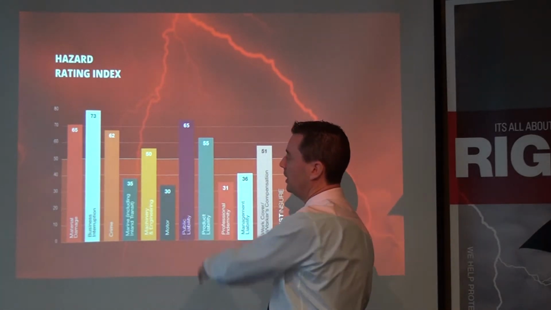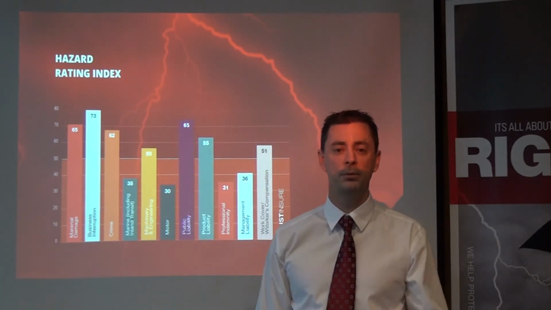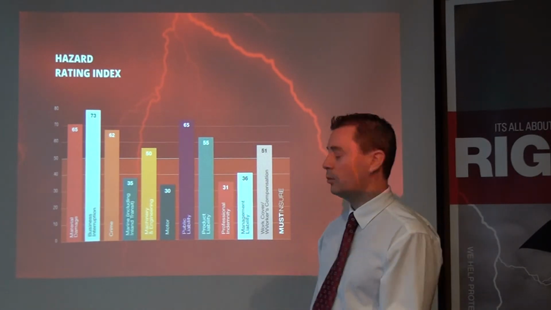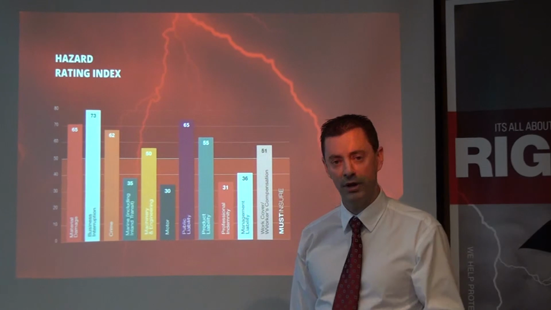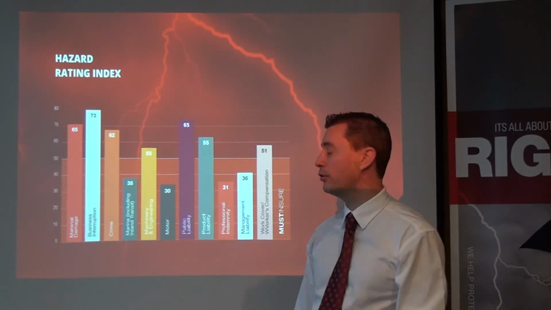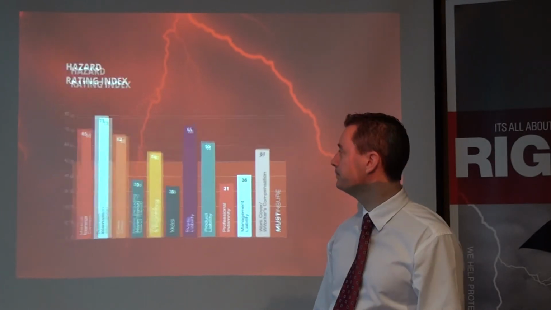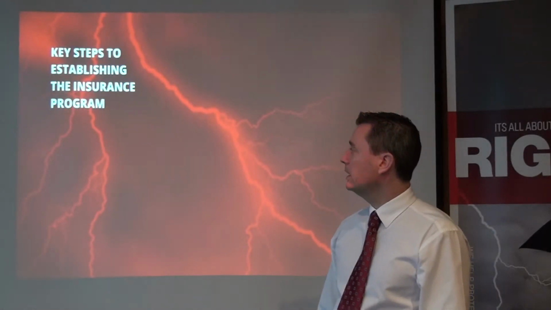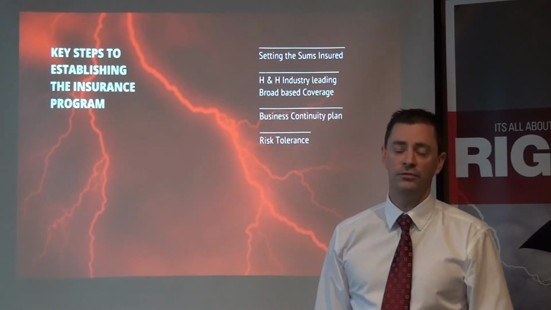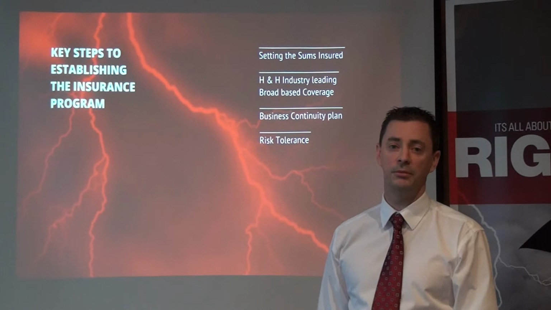Also rating highly is your liability, because you've got a number of people walking through your business and therefore very high liability exposure. So when you're looking at your insurance as a program, this is the style of risks that you have to match off in that program, and we can help you work your way through that. So let's go through a couple of steps to make sure that we get that right. First and foremost, and I'll talk about this in a minute, is setting the sum insured.